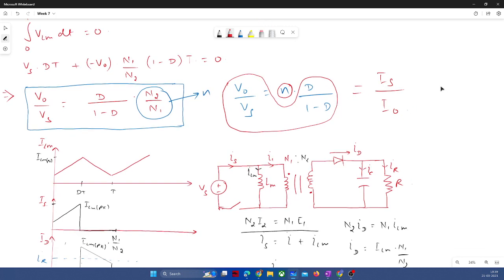What about the critical capacitance value? Okay, so the critical capacitance value also you can derive, right?